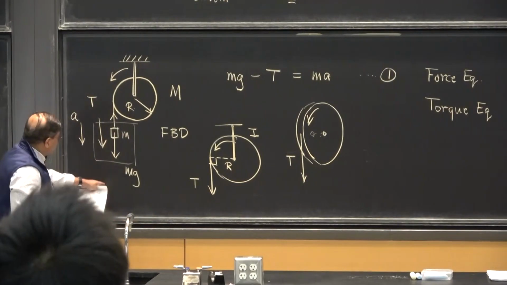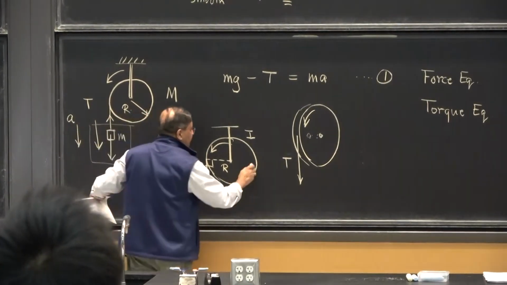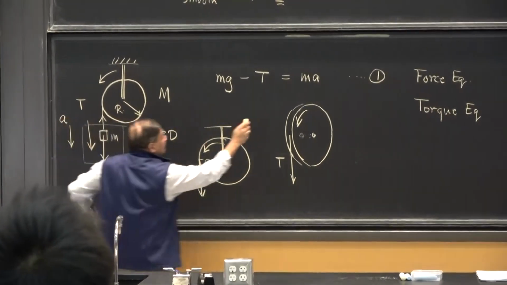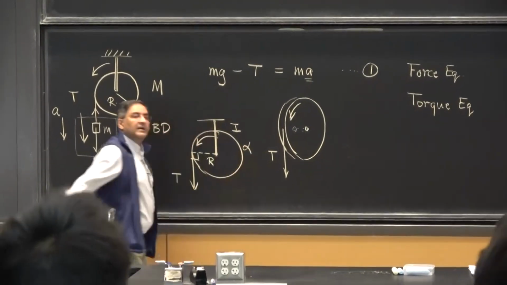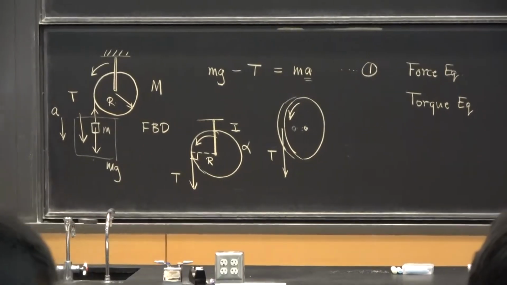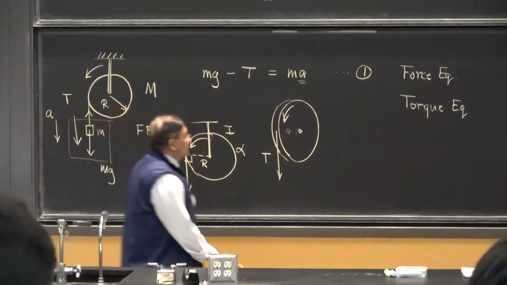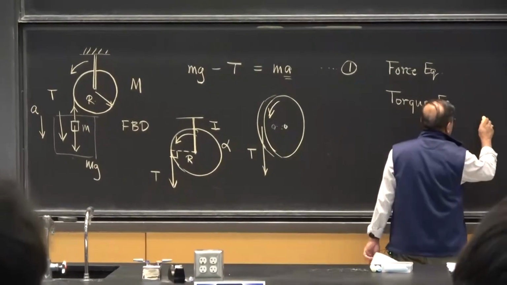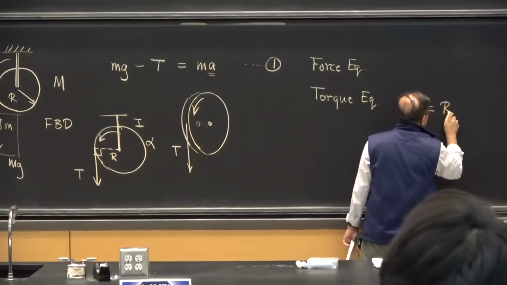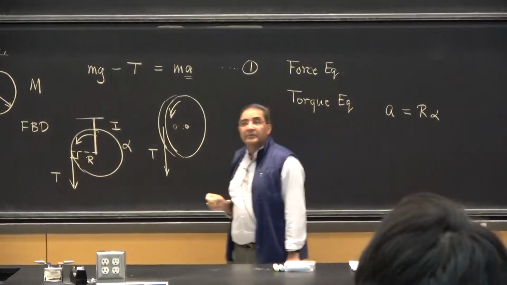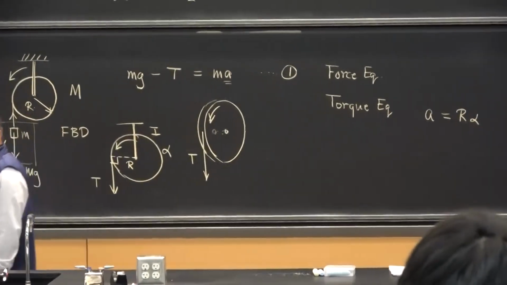And as this mass speeds up, going downward, it has an acceleration a, which correspondingly results in an angular acceleration alpha. And to impose the no slipping condition, you must never, never, never forget that a is r alpha. That will be your equivalent no slipping condition in this problem.